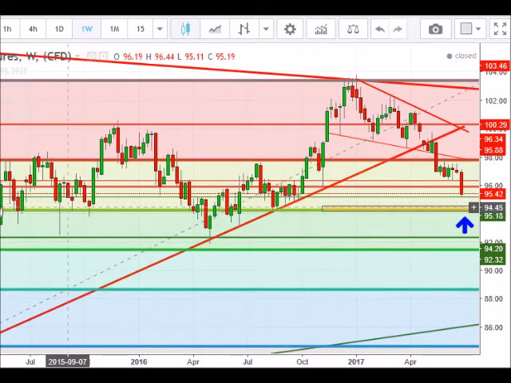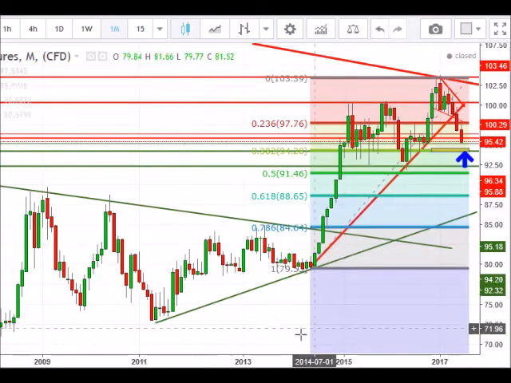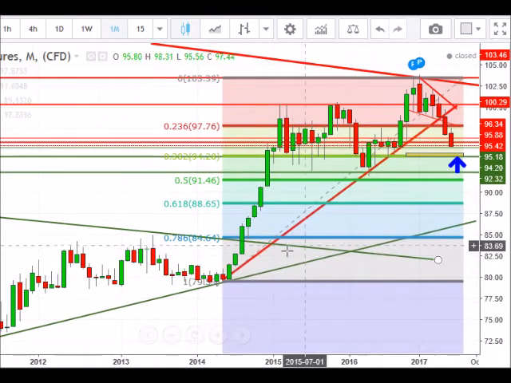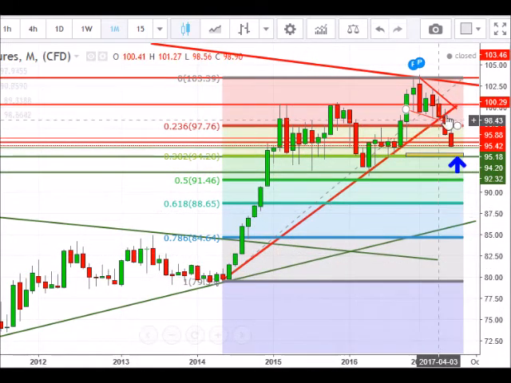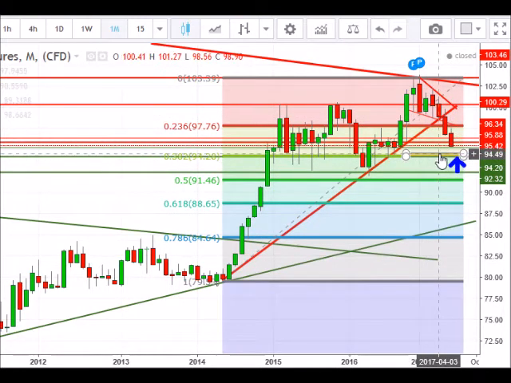As you can see, this area has been acting as support and or resistance a number of times in the past, and looking at this monthly time frame, you can really get an idea of where we're going. I mean, we did break this weekly uptrend line here. So we have reversed, and now we're going to look for this area right here at around 94.40 to hold as the support level.